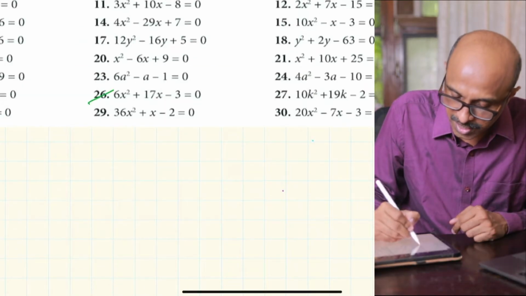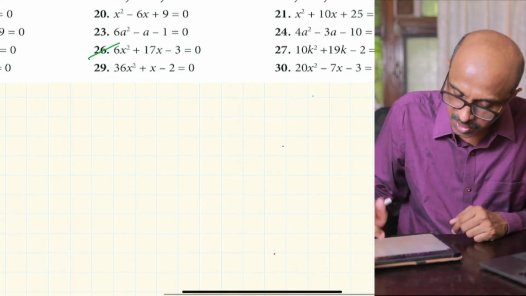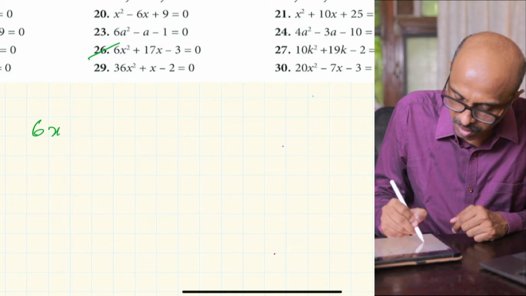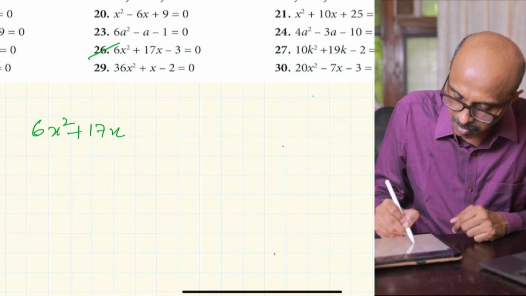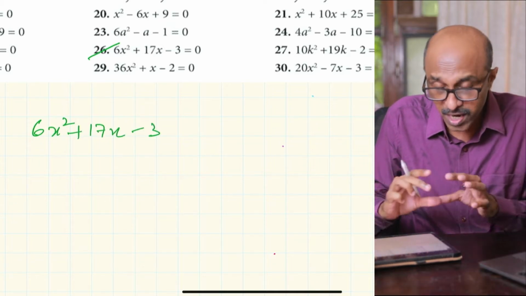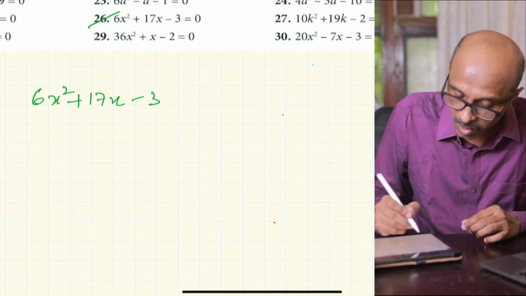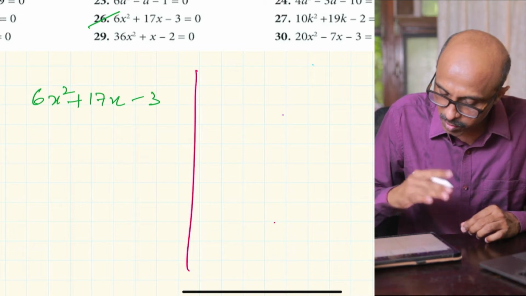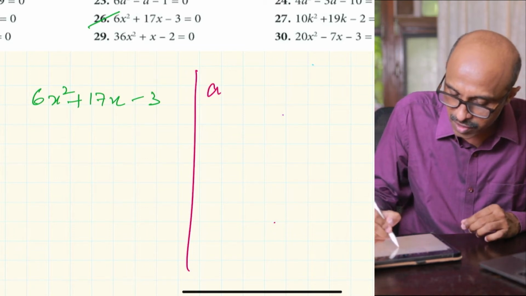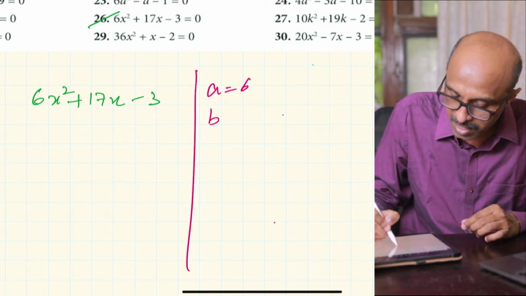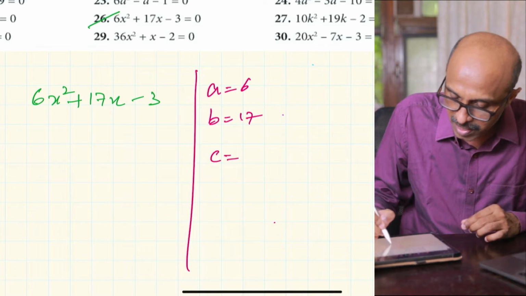Okay, let's take this example number 26. You've got 6x squared plus 17x minus 3. As I said, I'm just looking at the quadratic expression, not the quadratic equation. We're just looking at the factoring part of it in this video. All right, so I'm going to do my rough work here on the right hand side. Let's identify a, b, and c. a is 6, b is 17, and c is negative 3.